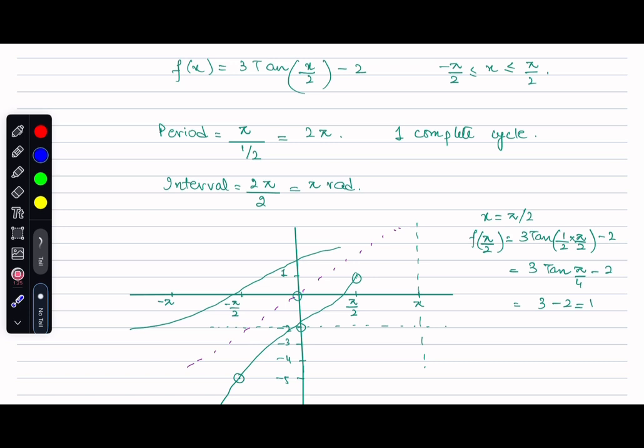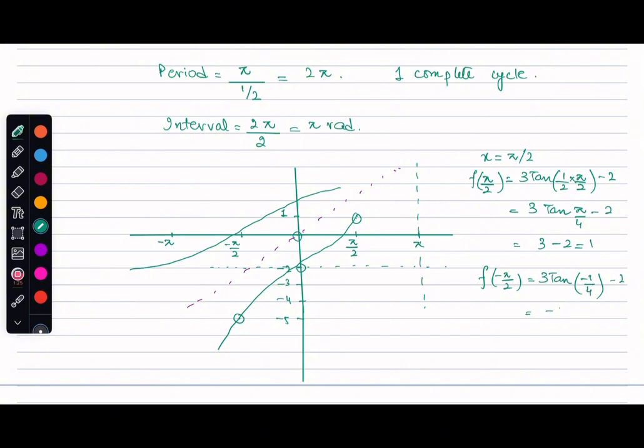Then substituting negative pi by 2, f of negative pi by 2 becomes 3 tan of negative pi by 4, minus 2. Tan of negative pi by 4 is negative 1, therefore this is negative 3 minus 2, which gives us negative 5 here. So f of negative pi by 2 gives us negative 5, and therefore this is the curve of the function 3 tan of x by 2 minus 2.